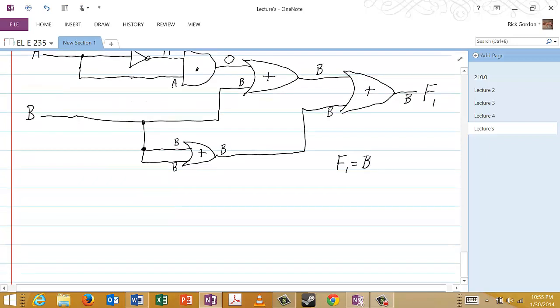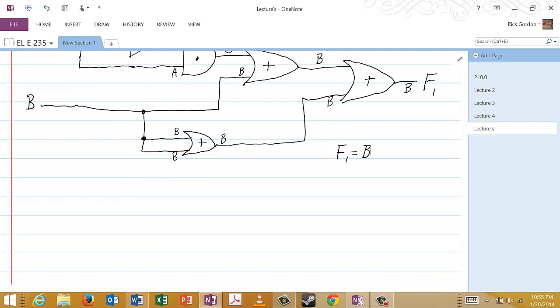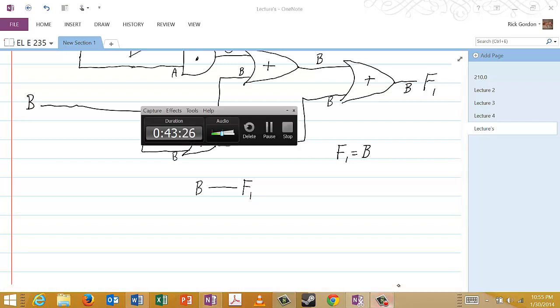and therefore if we want a simpler circuit, it would simply be the following, because F1 is equal to B, so that we don't need any components at all except for just a wire, which will make F1 always exactly equal to B. So that's how we would do a problem of that type.